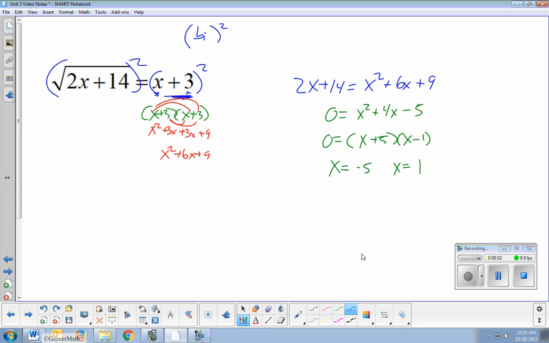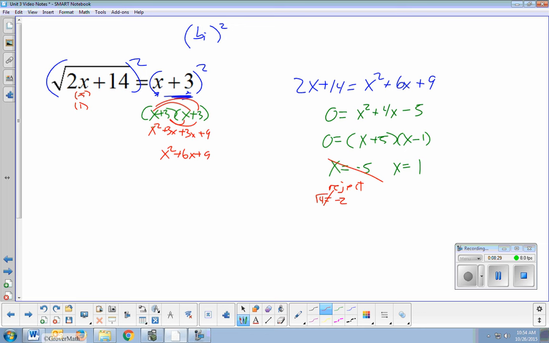They may both work, or they may not both work. And I want to check them out. So first, let me check x equals negative 5. If I plug negative 5 in here, that would be negative 10 plus 14 is 4. So that would give me the square root of 4 equals a negative 5 plus 3 here. Negative 5 plus 3 is negative 2. And no, a square root cannot equal a negative. That gets rejected. How about x equals 1?